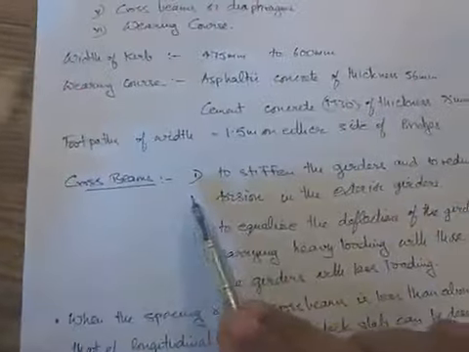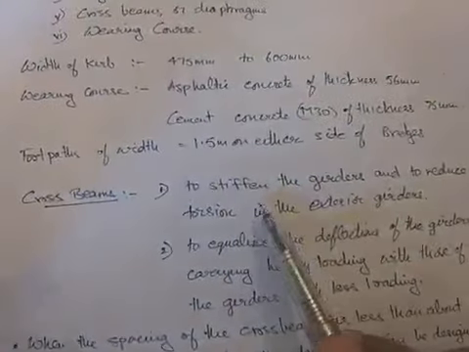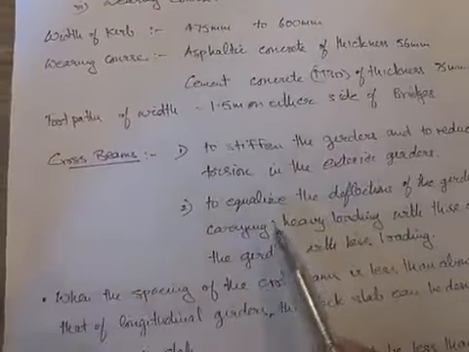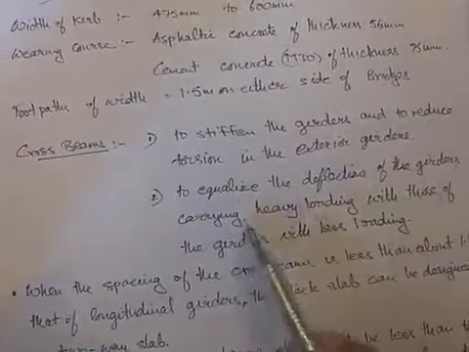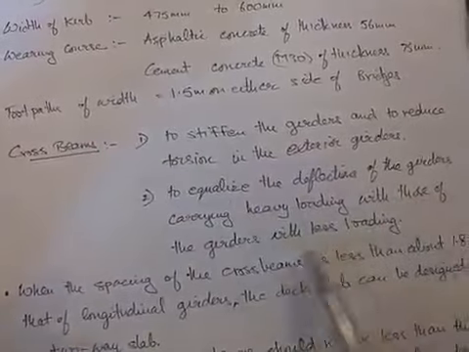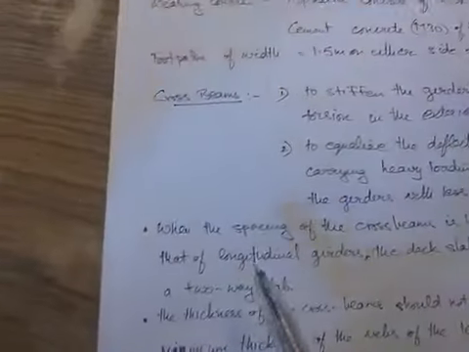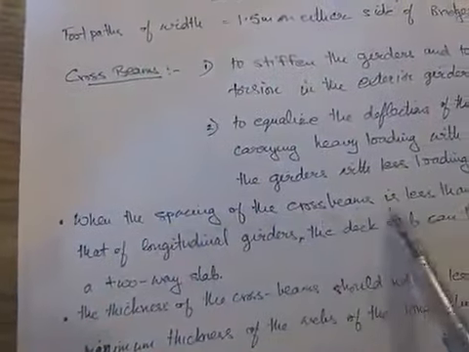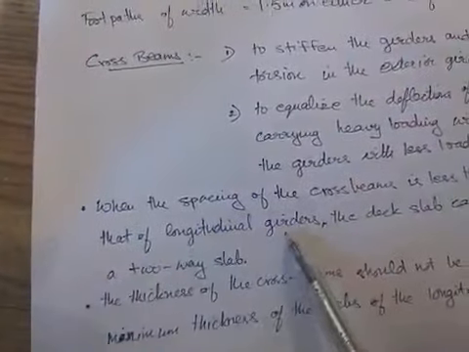The cross beams are provided to serve two functions. First one is to stiffen the girders and to reduce torsion in the exterior girders. Second is to equalize the deflections of the girders carrying heavy loading with those of the girders with less loading. For the cross beam, this has to be kept in mind when the spacing of the cross beams is less than about 1.8 times that of the longitudinal girders.